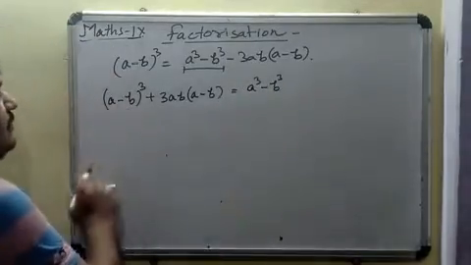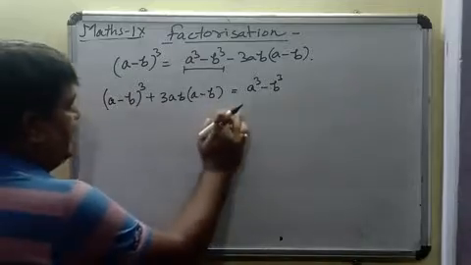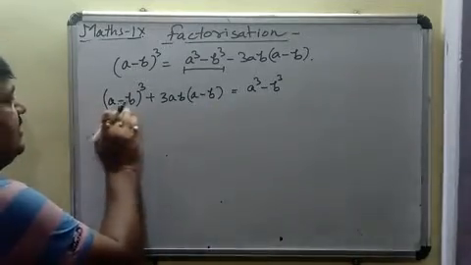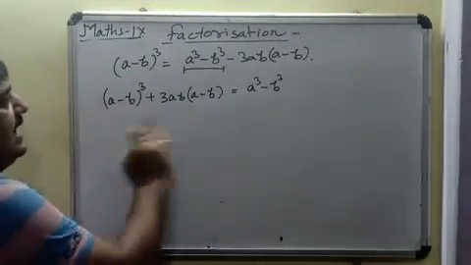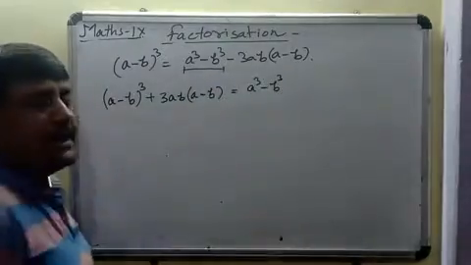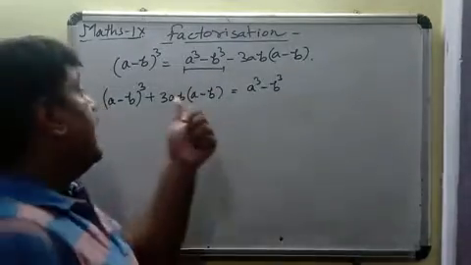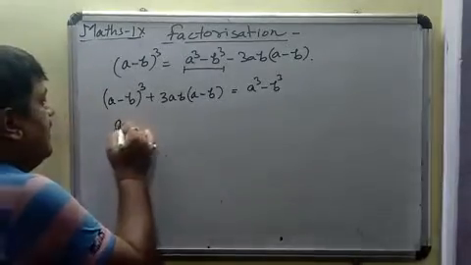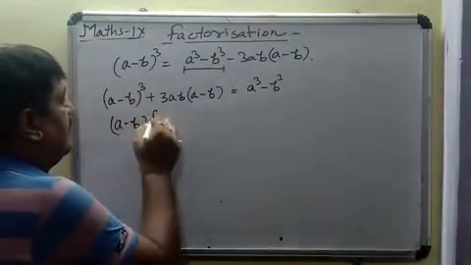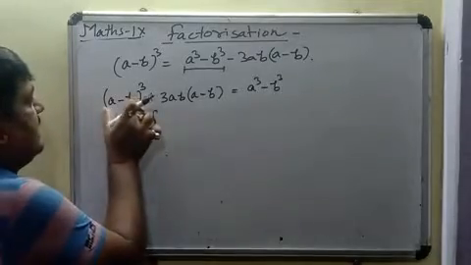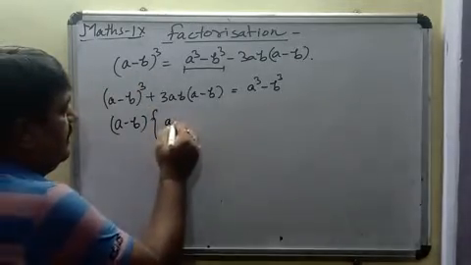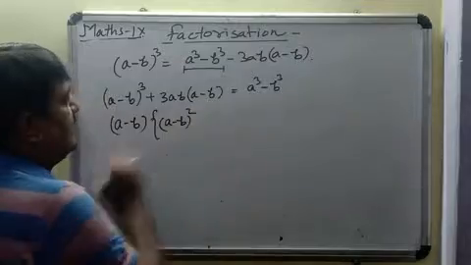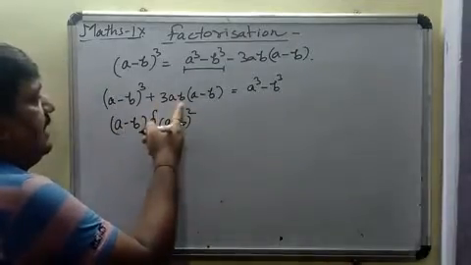So check the algebraic expression on the LHS. We have (a - b) 3 times and (a - b) 1 time. So we can take (a - b) for 1 time as common. I am taking it out as common. (a - b) is common, then what is left inside the bracket? (a - b) for 2 times is left. (a - b) whole square is left, and plus 3ab is left.